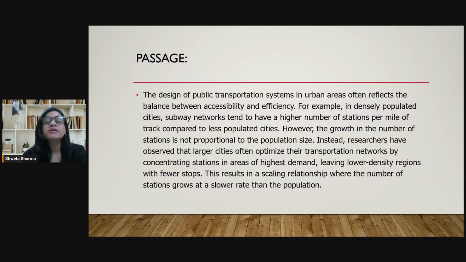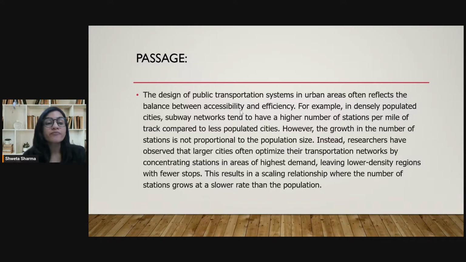So, for example, in densely populated cities, subway networks tend to have a higher number of stations per mile of track compared to less populated cities. Here it's talking about subway networks tending to have a higher number of stations, right? Whenever we have these subways, we find that there are more stations compared to less populated cities. However, the growth in the number of stations is not proportional to the population size.